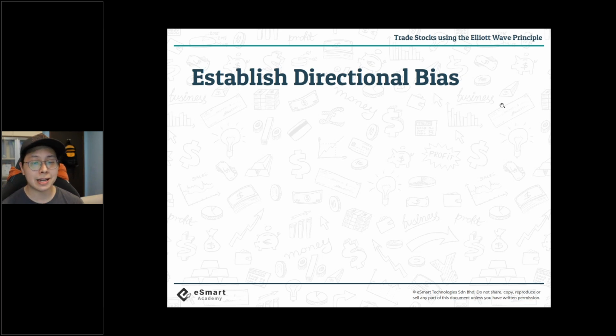Now, why is identifying impulse and correction so important? It is because that is really the essence of Elliott Wave. And once you're able to distinguish these two moves, what you can do next is very powerful. That's what we call establishing your directional bias.